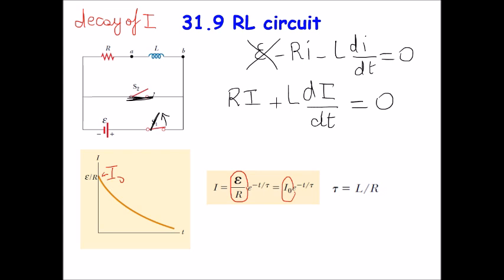So if you start with I naught, what is the decay of the current? That's I naught exponential of minus t over tau.